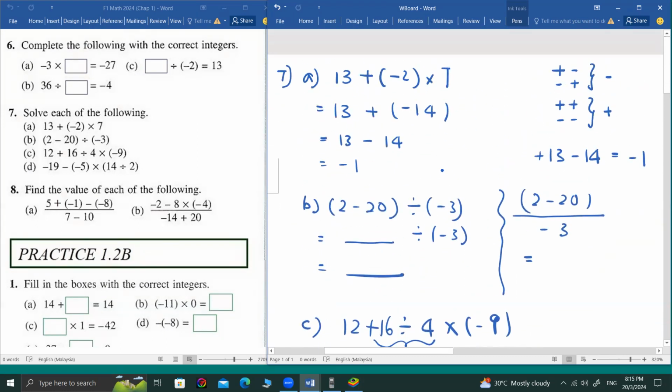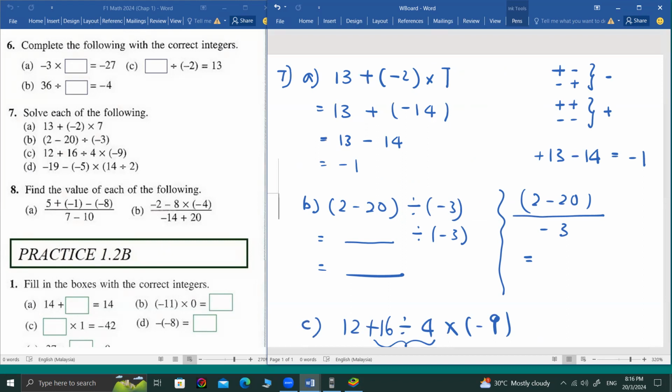Complete number 7. I did the first question for you, copy it down. Then you continue B, C, and so on. I'm going to go through one by one. If you still can't understand, you ask me. If any step is unclear, ask me.